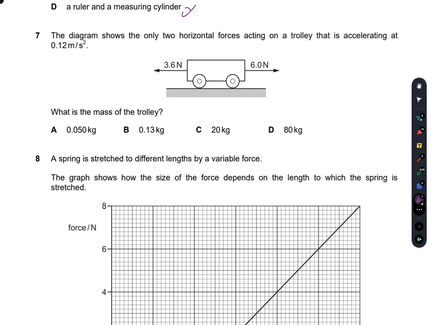Question number 7 here. Now the diagram shows the only two forces acting on a trolley that is accelerating at 0.12 meters per second squared. What is the mass of the trolley? Now if you see clearly here, there are two forces, 3.6 on the left hand side, 6.0 on the right hand side. So the resultant force Fr, I'm writing Fr, is 6 minus 3.6. So the resultant force is 2.4 newtons.